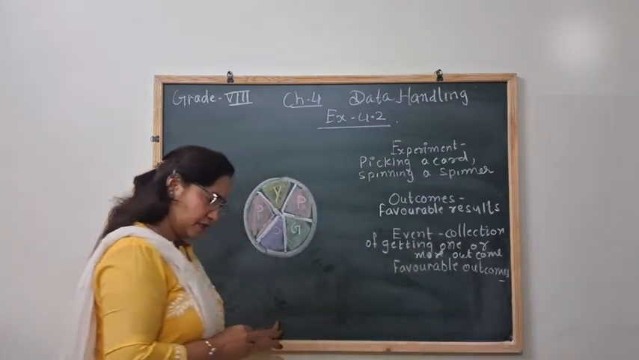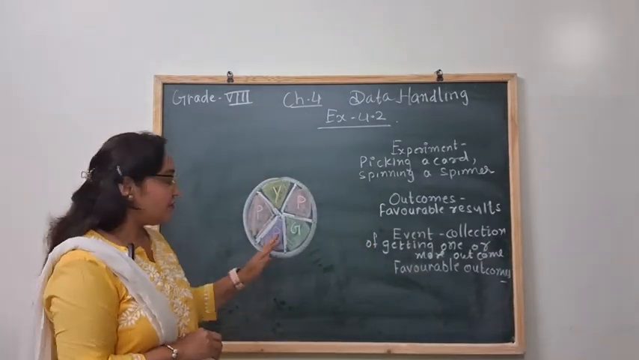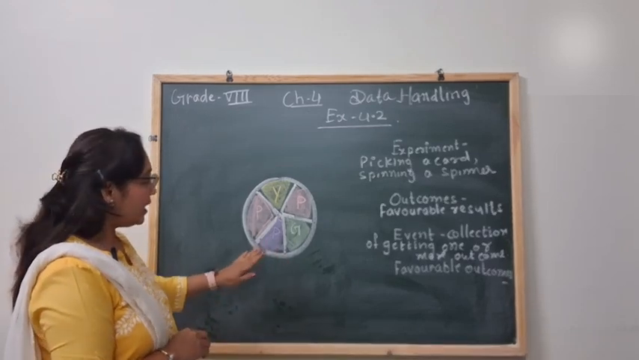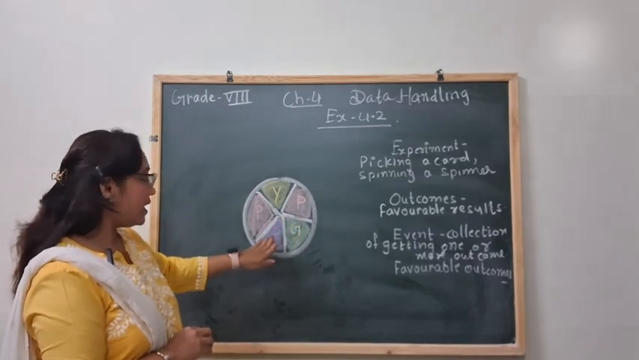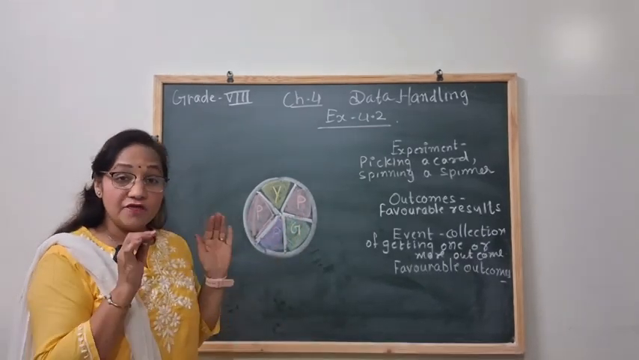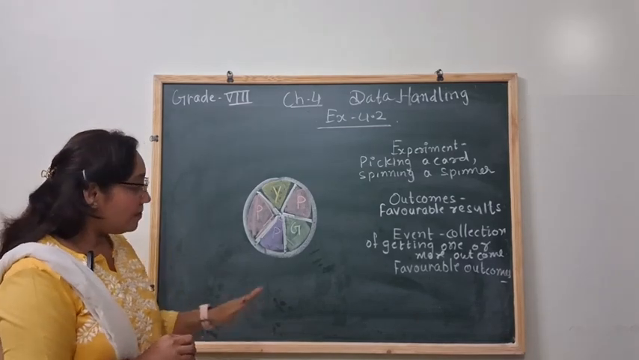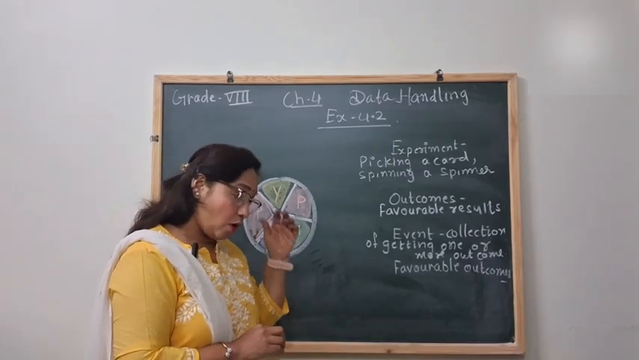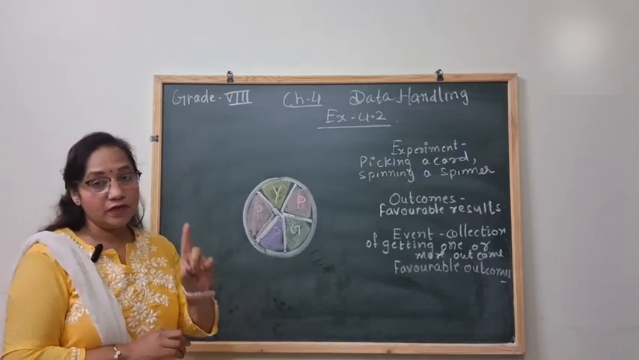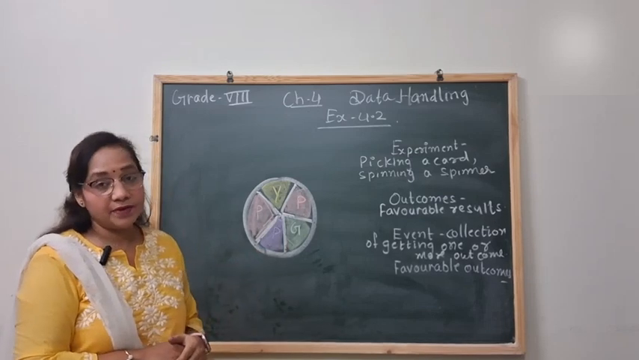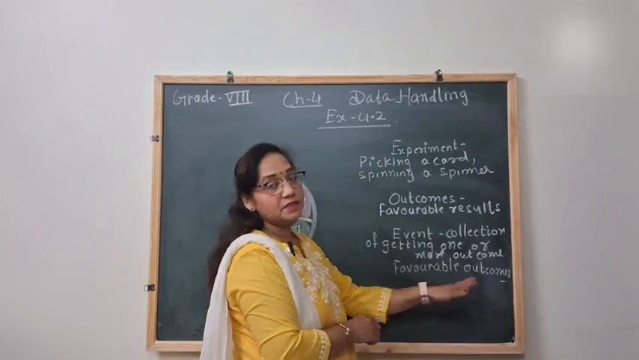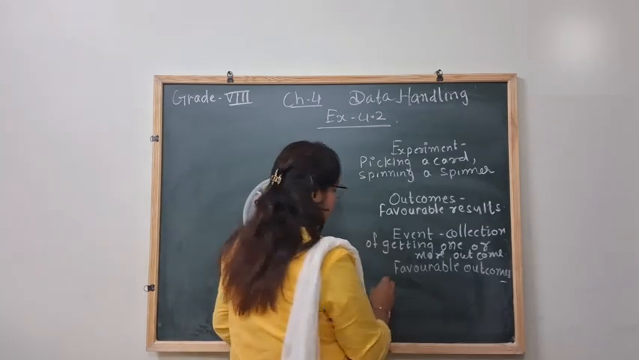Now what do you understand by favorable outcomes? Event समझ में आ गया. Event का मतलब है येलो आता है या पिंक आता है या ग्रीन आता है या पर्पल आता है या पिंक आता है, ये इवेंट है. ठीक है. अब फेवरेबल आउटकम्स क्या होते हैं? आउटकम ऑफ एन इवेंट, एक पर्टिकुलर इवेंट का आउटकम की पॉसिबिलिटी जो होती है उसको बोलते हैं फेवरेबल आउटकम.